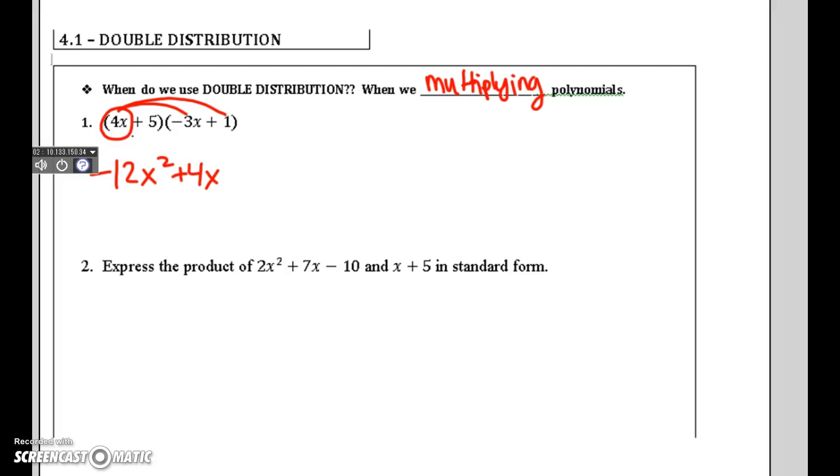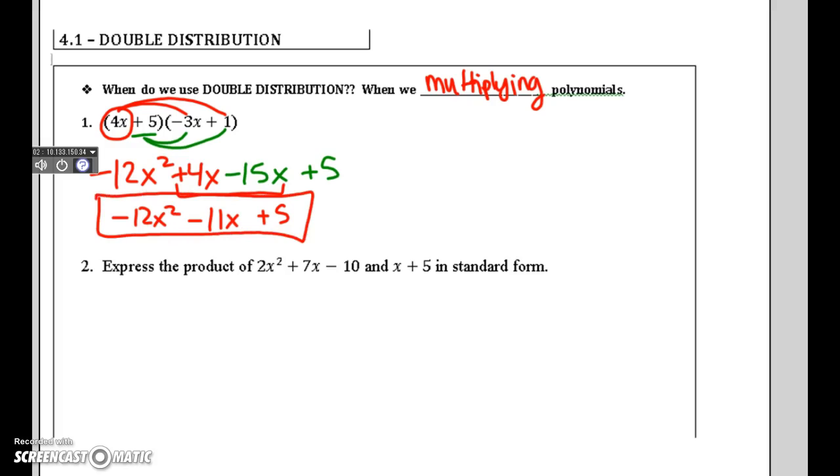Then I take the second term left in that first quantity and multiply it by negative 3x and positive 1. So 5 times negative 3x gives me negative 15x. 5 times positive 1 gives me positive 5. So when we multiply 2 binomials, we're always going to get 2 middle terms here that we can combine. So after I've gone ahead and double distributed, I want to combine like terms. So I see my 2 middle terms are like, so I'm going to combine those. 4x minus 15x gives me negative 11x, and then I just bring everything else down. Negative 12x squared minus 11x plus 5.